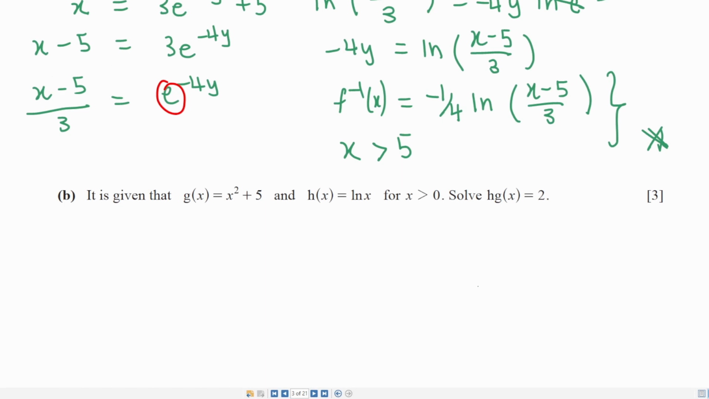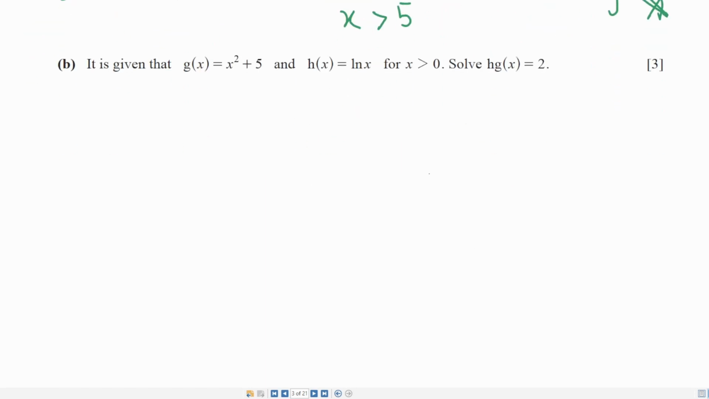Okay, that's part 3 now. So let's try to solve this. It is given that g(x) is equal to x squared plus 5 and h(x) is equal to natural logarithm of x for x larger than 0. Solve hg(x) equal to 2. First we have to define what hg(x) is. This is a composite function, meaning the function g(x) is inside the function h.